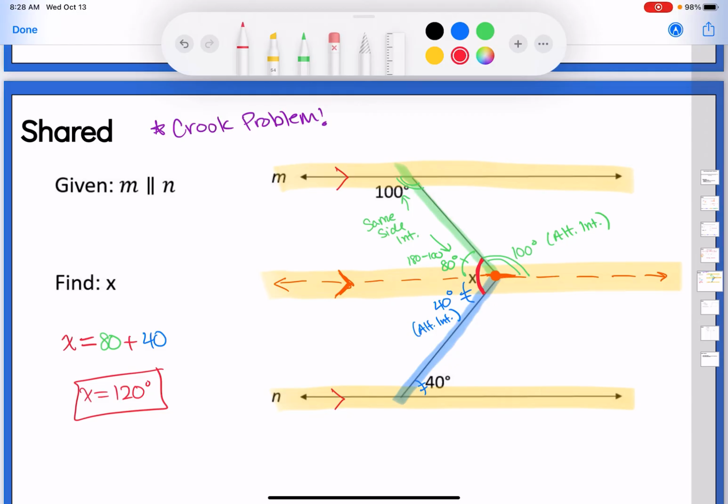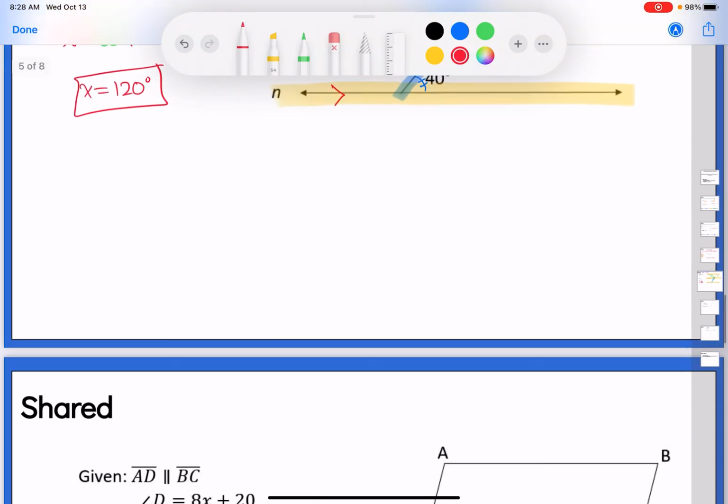And if you have more than one crook, where the transversal is changing direction more than once, it's the same process, right? Draw in a parallel line through each one of the crooks. Wherever there is a crook, draw in a parallel line. It will break your problem apart, and then look for those special types of angles. Alternate interior is one that shows up all the time. You could use same side interior as well, right? But we're working between the parallel lines, so those are the ones that are going to show up the most. And you just kind of break it into sections and work through what's congruent, what's supplementary, and kind of piece it together until you get the parts that you need. And that's how you master a crook problem.